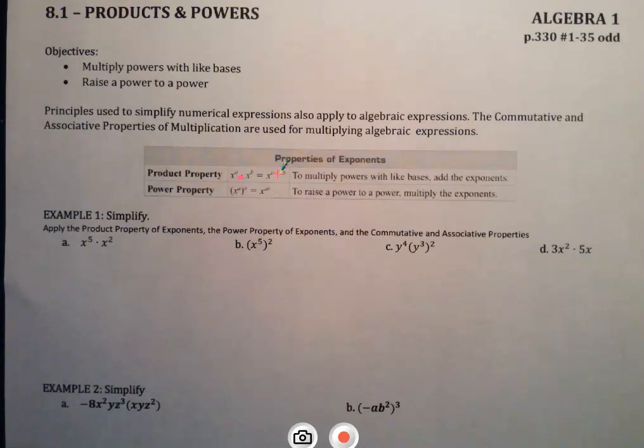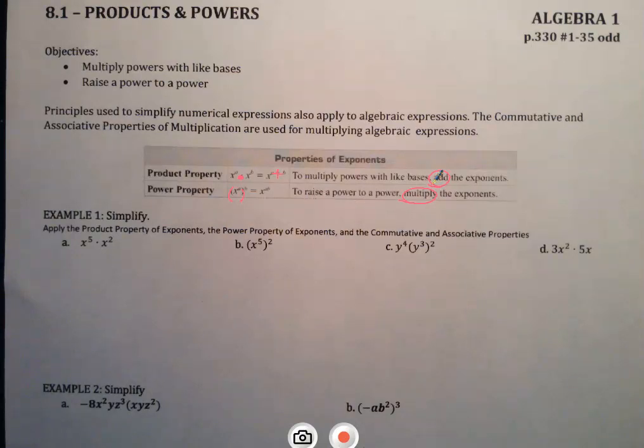The power property is when we have a power raised to another power. So there's parentheses here. Okay? What does it say that we do with the exponents in that case? We multiply them. Okay? So in one case we add, and in one case we multiply. You will have to keep those straight of when to do what.